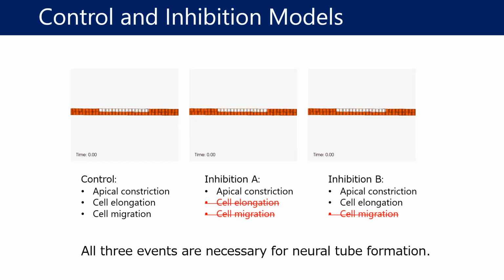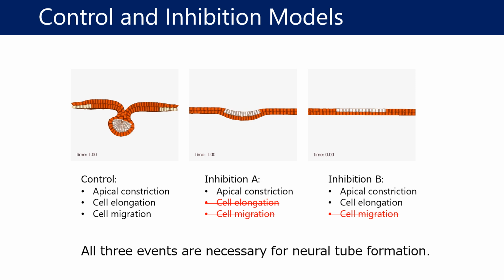We inhibited cell events in silico and investigated the final shape of the tissue. This is the control as shown in the previous slide. In the case of inhibition of both cell elongation and migration, we found that neural plate bending was achieved through apical constriction, but the magnitude of deformation was very slight. It's obviously insufficient for neural tube formation.